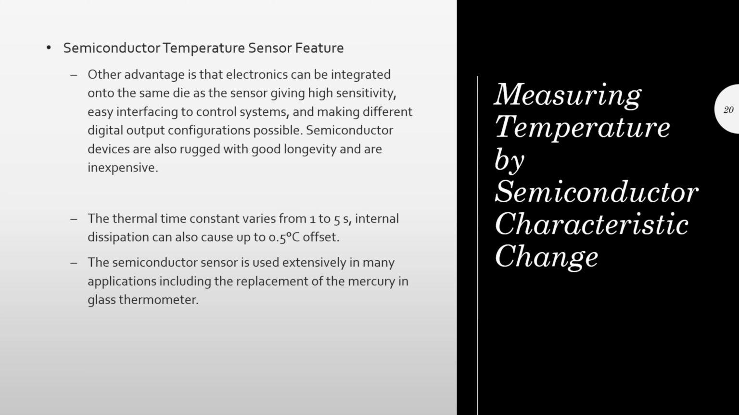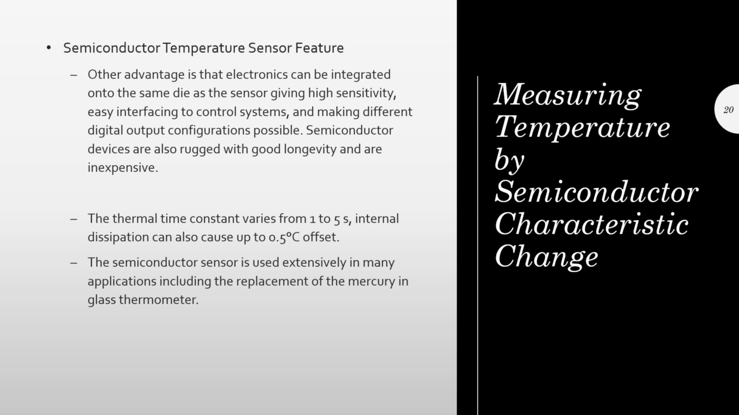As mentioned, there are also advantages for semiconductor devices. Other than those mentioned in the video, another advantage is that the electronics can be integrated into the same die as the sensor. Also high sensitivity, and easy interface to the control system. Another advantage is that it makes different digital output configurations possible. A semiconductor device is also rigid and can have a long life. Also, it is not expensive. These are the advantages of using semiconductor devices.